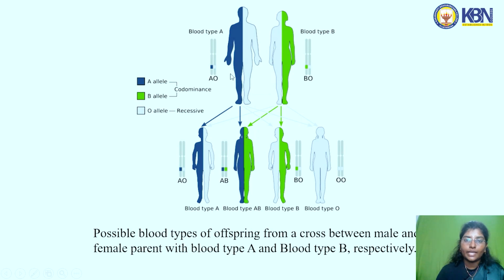If this person carries A and O, and this person carries B blood group, containing B and O. Here we can observe A present, B present, O present. In their offspring, we can observe one child gets A blood group, another child gets AB blood group, another child can get B blood group, and another child can get O blood group.